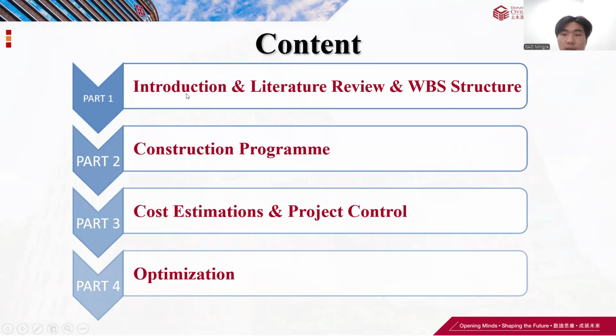The first part is introduction, literature review, and the WBS structure. The second part is construction program. The third part is cost estimations and project control. And the fourth part is optimization.